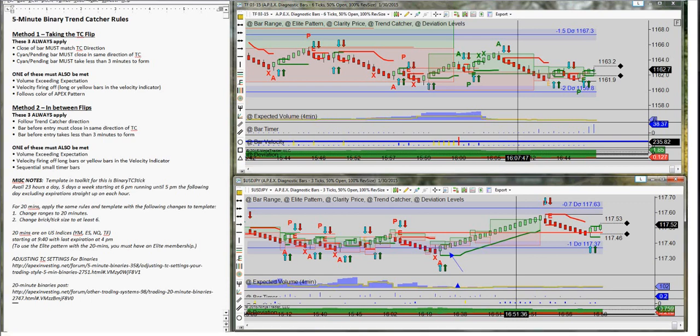Because if you're getting those yellow bars on the velocity, there's no way you're going to be able to get in there. And so I don't watch the velocity a whole lot. I like the bar timer. It's each bar individually. The velocity is telling you how fast the market is going. The bar timer is telling you just that one bar.